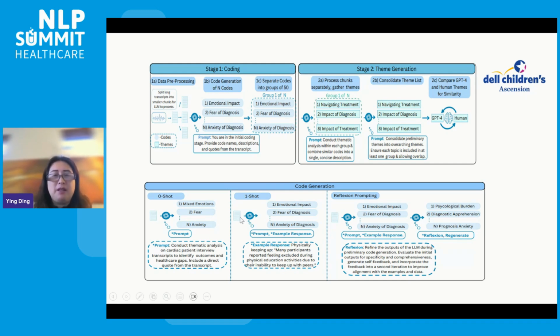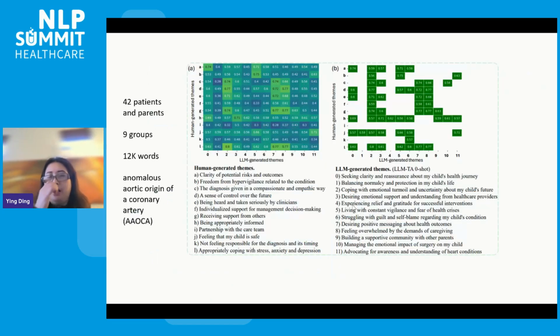The method we are using is quite simple. Mostly it is prompt engineering, and we use 0-shot, 1-shot, and some reflective prompting to improve our algorithm. This is not a multi-agent system, just a single agent. We have already achieved some very interesting results.